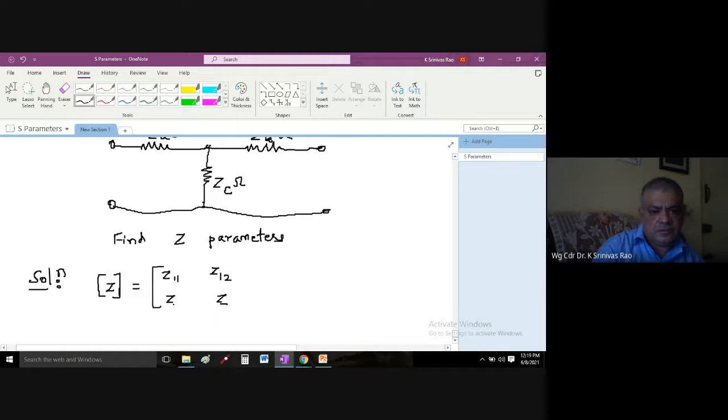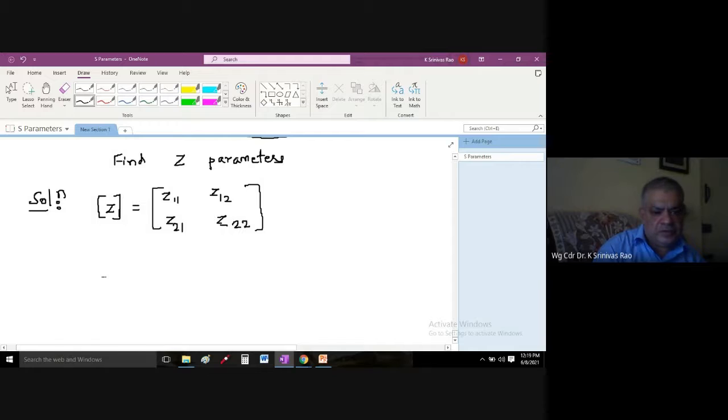This is Z21, Z22. So we have to obtain the values from the above network. For obtaining, it will be very easy if I use these formulas. What are the formulas? Z11 is nothing but ZA plus ZC. And Z12 remains the same, which is nothing but your ZC. And Z22 will have the value ZB plus ZC.